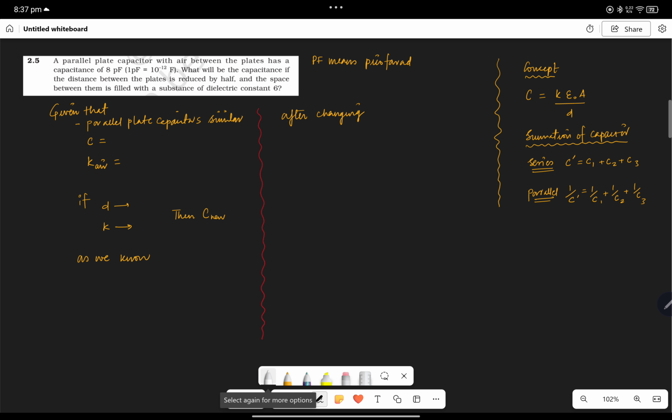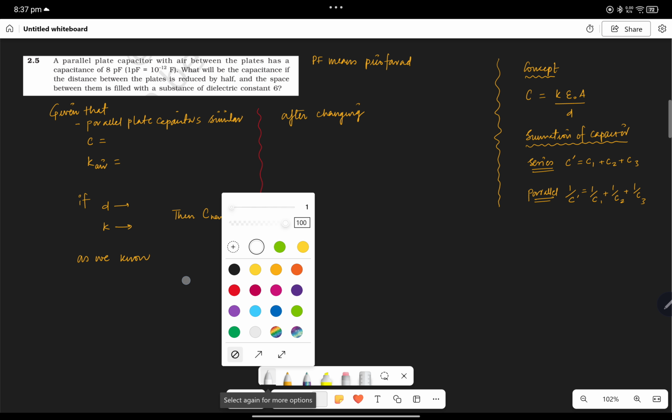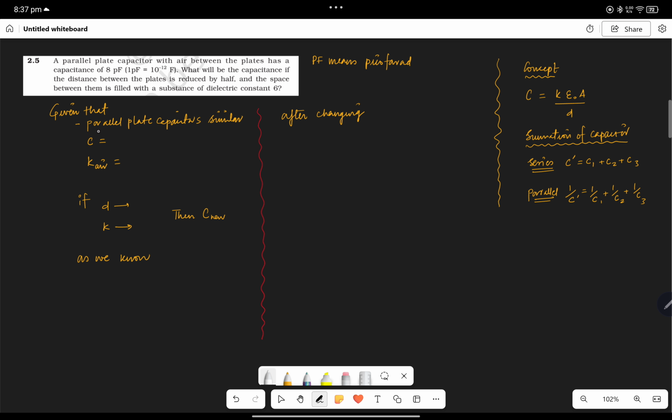So this is the question. Now let's solve it. First of all, we will write the given data. We have a parallel plate capacitor, and the capacitance of the parallel plate capacitor is 8 picofarad, which is equal to 8 into 10 to the power minus 12 farad by the question.